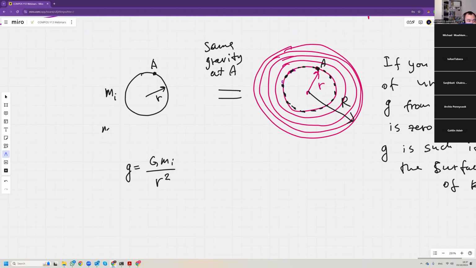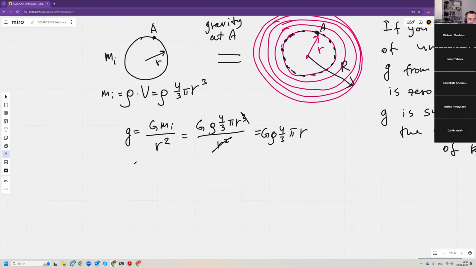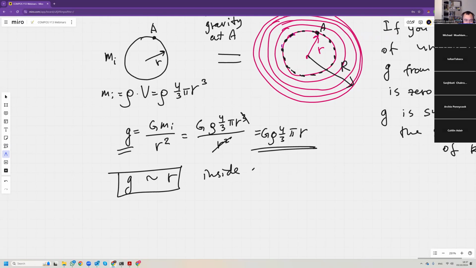But what is mi? Mi is the density multiplied by the volume, and volume is 4/3 pi r cubed. So let's stick that in. G rho 4/3 pi r cubed over r squared. And we have G rho 4/3 pi r. So we can see that the relationship is linear. It's a direct proportion. So G is proportional to r because everything else is a constant inside a planet with uniform density.